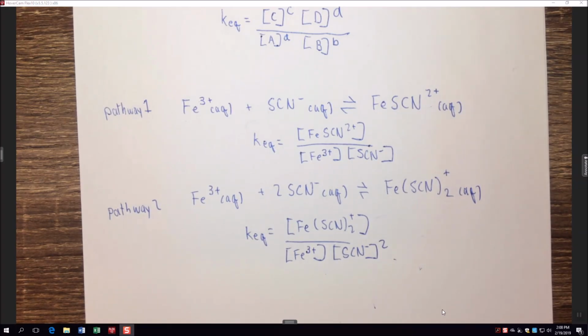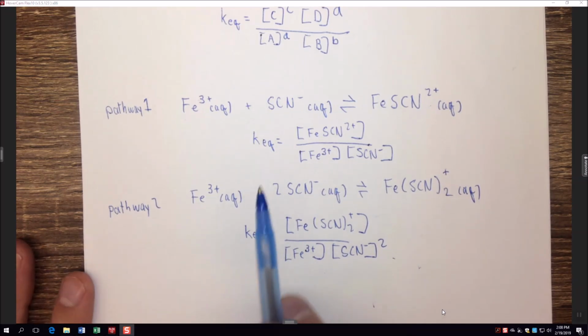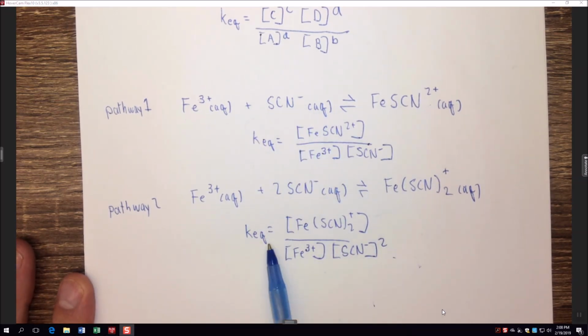Now you may remember that what we do statistically to calculate precision or reproducibility is find RSD. So what we're going to do is we're going to calculate the KEQ 5 times for this pathway and 5 times for this pathway.